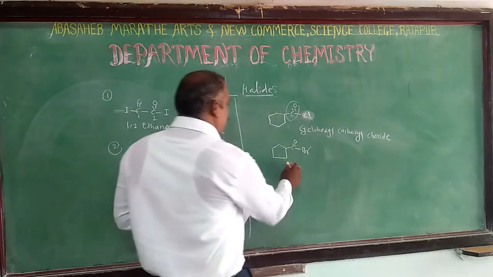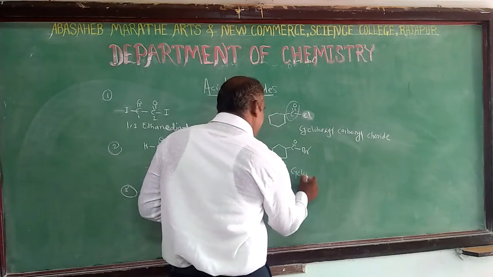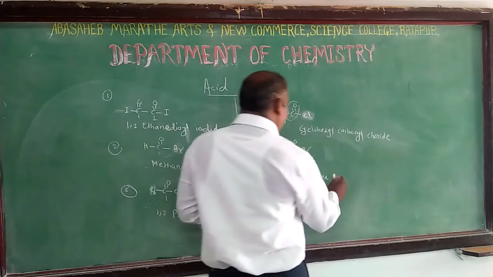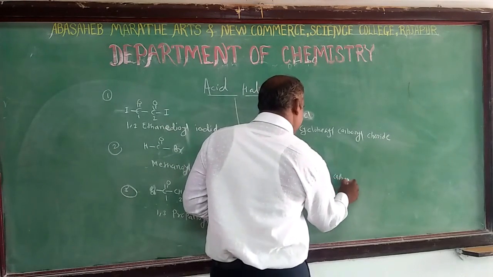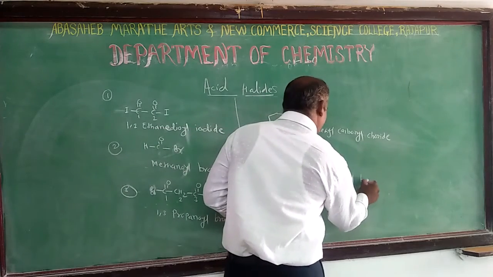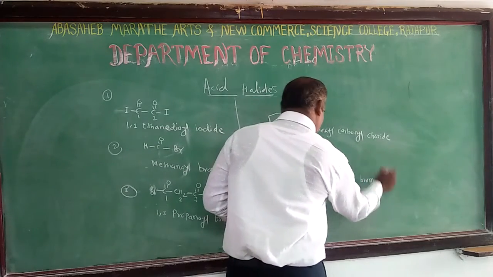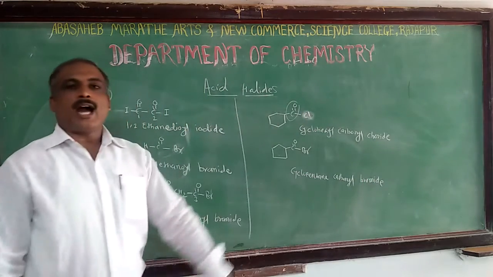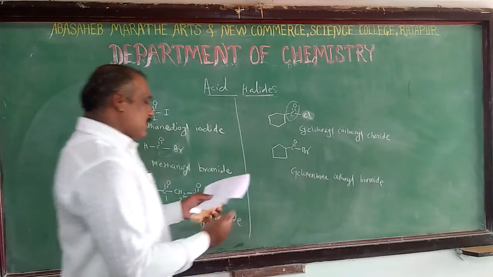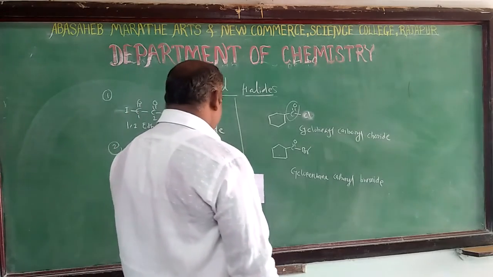Similarly, cyclopentane carbonyl. What is the name? Bromide. Cyclopentane carbonyl bromide. Other examples, similarly, we can take like this.